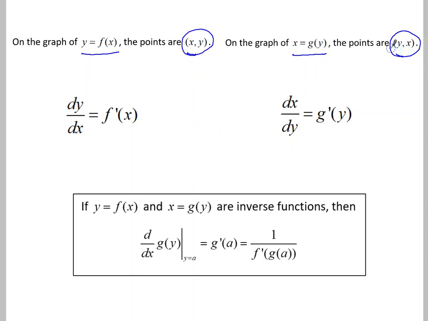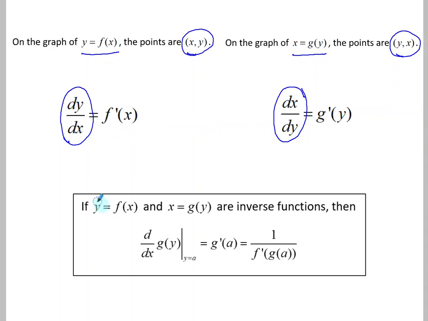So it should make sense that if f prime of x is dy over dx, then the derivative of the inverse, g prime of y, is dx over dy. Simply the reciprocal, because we switch the x and the y, so dy dx is now dx dy.